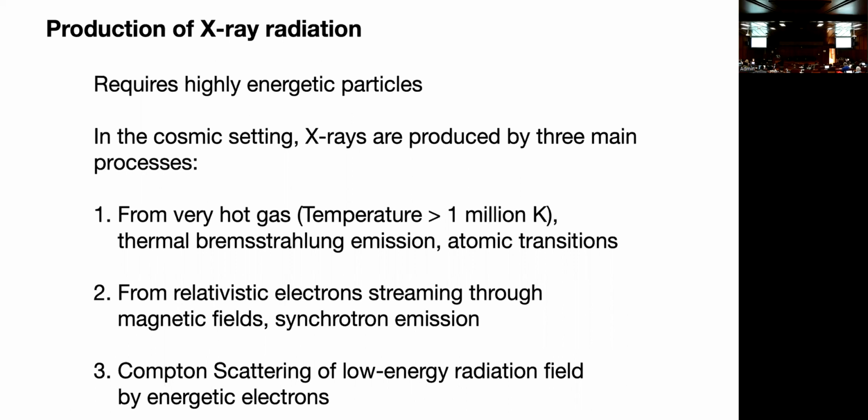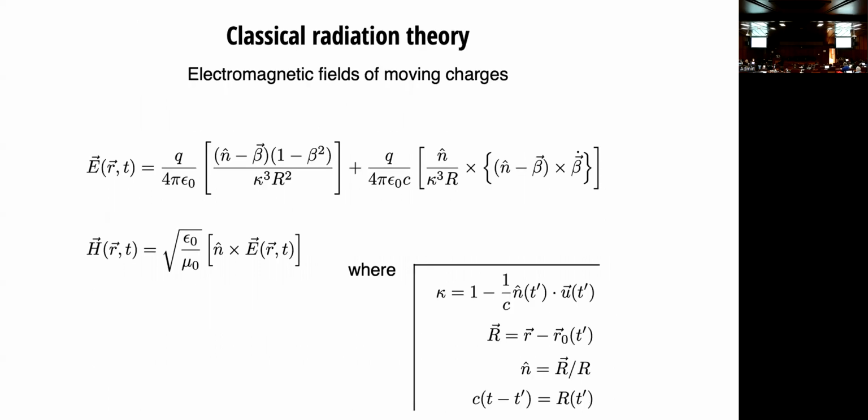There may also be cases where we get emission due to relativistic motion of electrons in the presence of an electric or magnetic field. Then there is Compton scattering of a low energy radiation field, which is upscattered to higher energies by energetic electrons in the medium. This is called inverse Comptonization. These are a few topics I will briefly talk about during this talk.